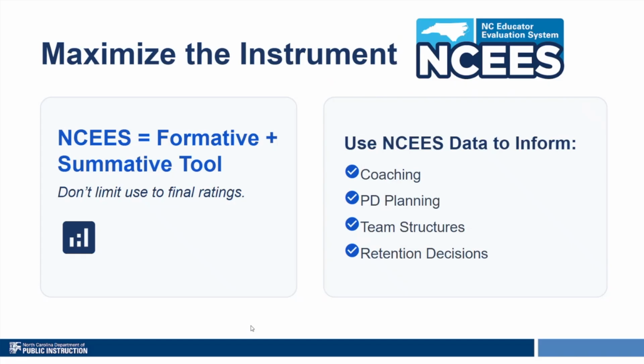One common mistake that evaluators sometimes make is waiting until the end of the year to fully use their observation data. NCEES is both a formative and a summative instrument. It should inform decisions throughout the year, not just the annual summary ratings. The information gathered through observations and conferences can help to inform the following things: individual coaching plans, professional development priorities within your school, team and PLC structures, strategic staffing decisions that you may need to make, and retention and support efforts. As school and district leaders, we should continually ask, what patterns are emerging from our evaluation data, and how can we respond? Using NCEES data strategically allows evaluation to become a powerful school improvement tool.